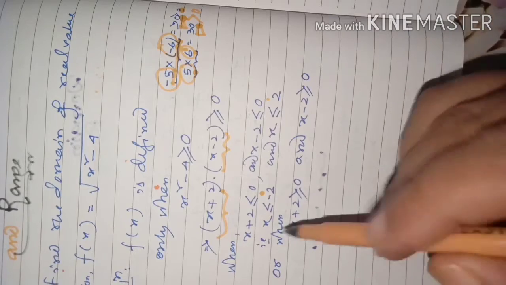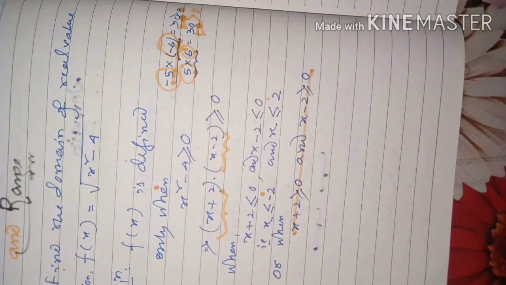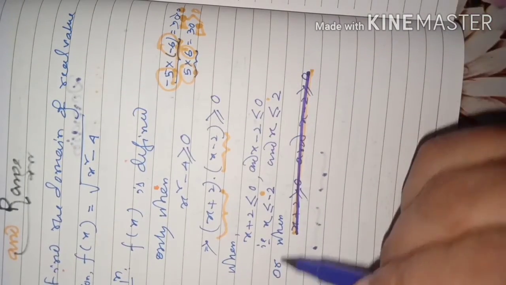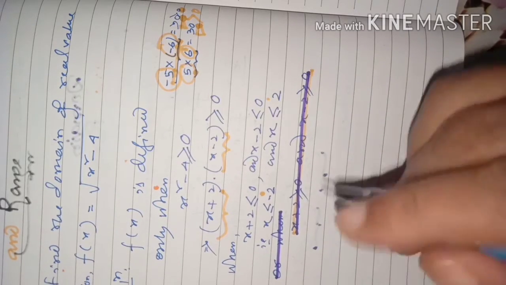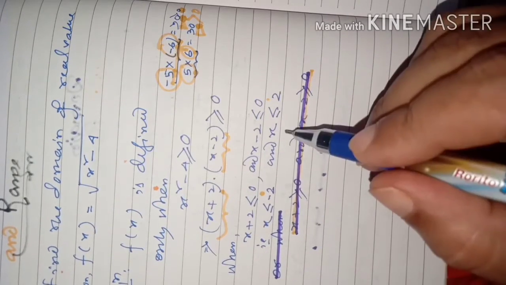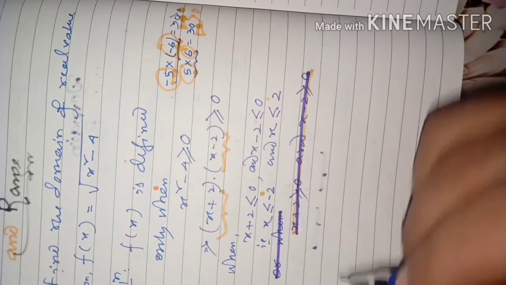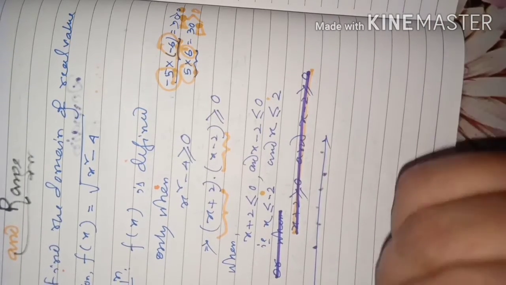For the time being, I am cancelling this line. Later on, we will write this line. Okay, students? Don't worry. But I want to make clear from here what is the value of x that it indicates. x less than minus 2. When you think about the number line, x less than minus 2.